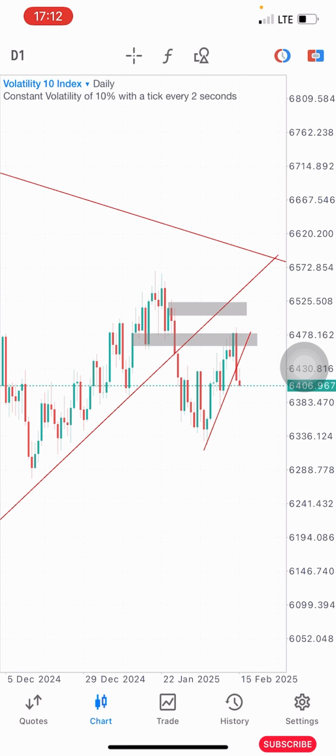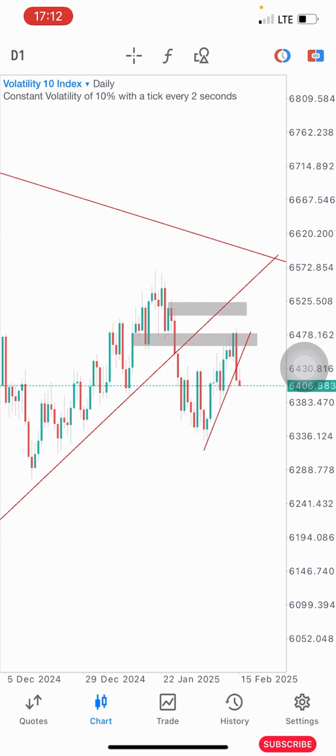In today's video, I'll be sharing with you guys another price action setup on Volatility 10 index. And this is based on my personal analysis of what I can see in the market.